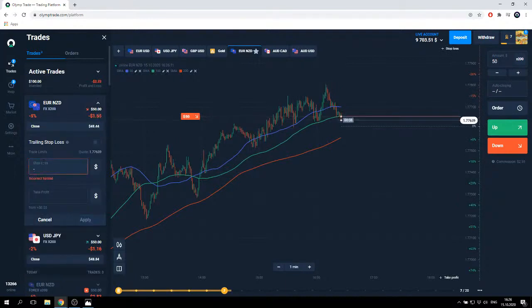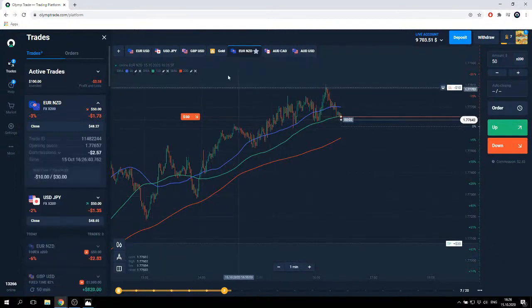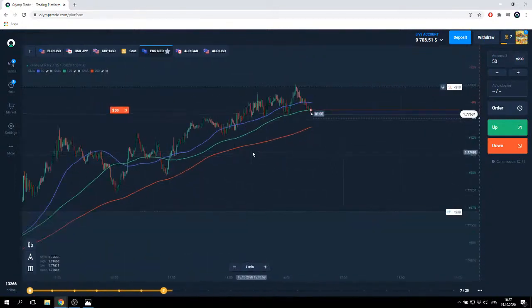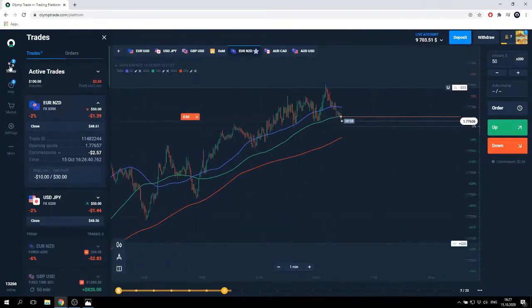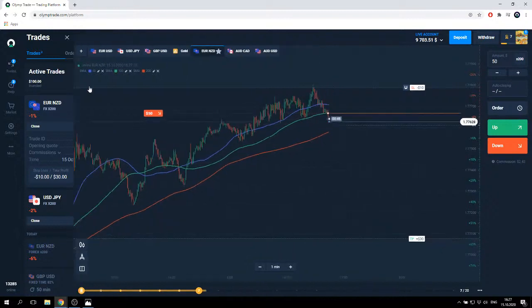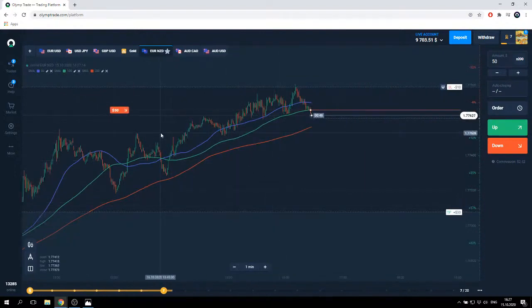Same here, I will go for $10 stop loss and $30 take profit, and I'll just apply it, right? So guys can see here, we have opened 2 trades so far, both on the negative, but that's completely fine. We really want to give some more time to these 2 trades. So yeah, this is regarding the Jackdaw strategy.